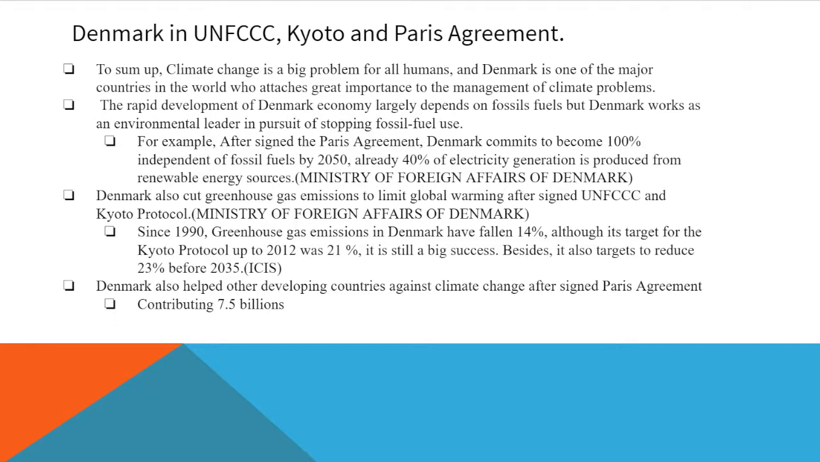Since the 1990s, greenhouse gas emissions in Denmark have fallen 14%, although its target for the Kyoto Protocol up to 2012 was 21%. It is still a big success. Besides, it also targets to reduce 23% before 2035.